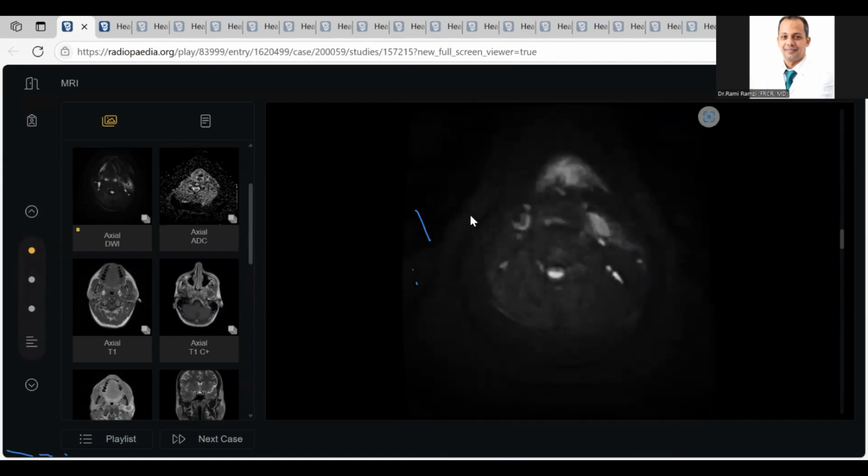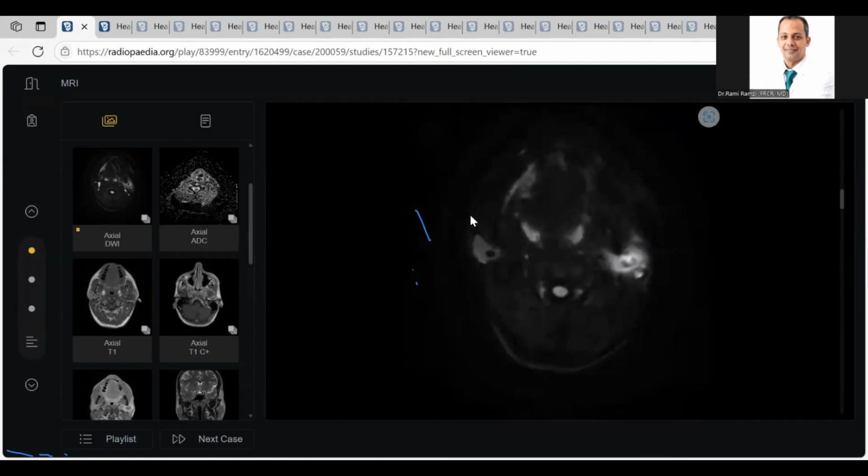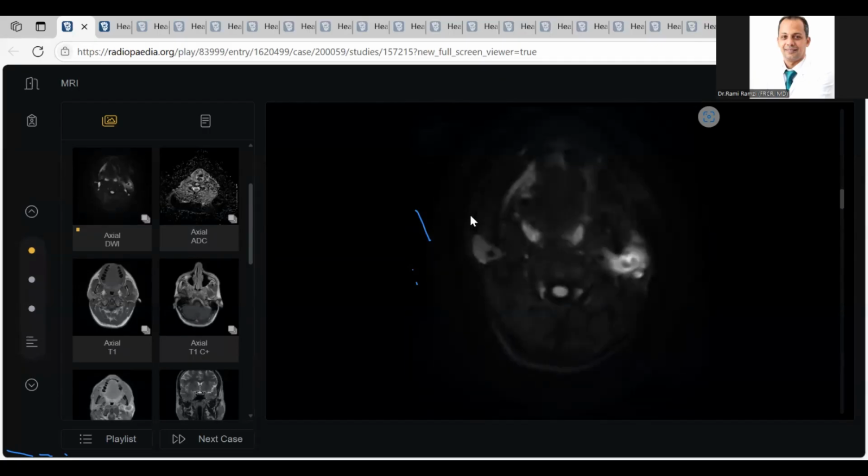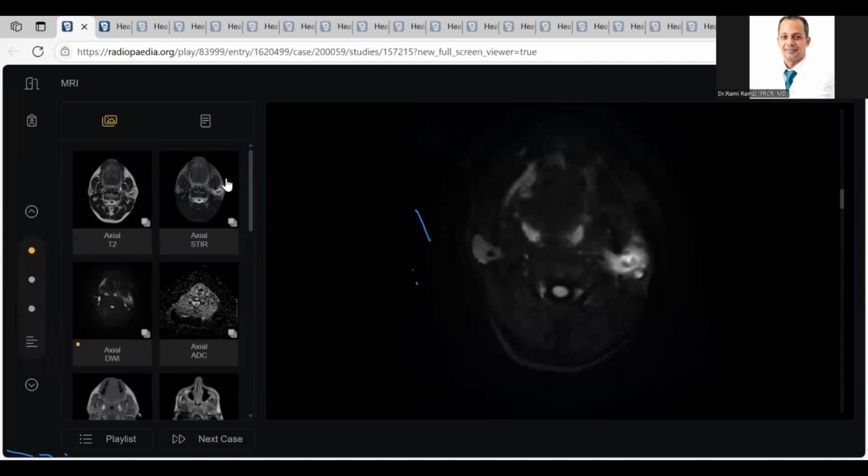Anyway, let's finish this case. Don't ask for post contrast before conventional MRI sequence. You requested post contrast before diffusion. Anyway, diffusion confirms this is restriction. Okay, but I wanted to tell you something very important.